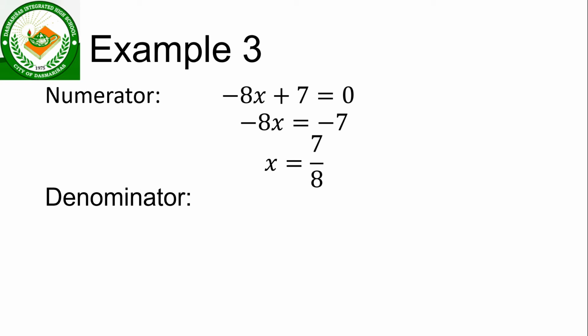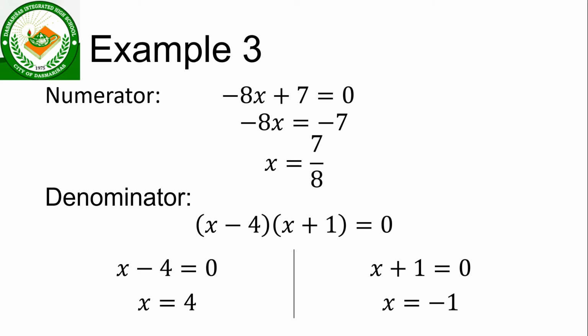For the denominator, we have x minus 4 multiplied by x plus 1. Let us equate the denominator to 0. So, by the zero product property, x minus 4 equals 0 or x equals 4. That is the zero, or the critical number, found in the denominator. And for the second one, we have x equals negative 1.